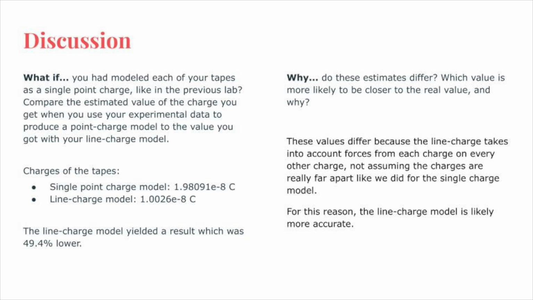These values differ because the line charge takes into account forces from each charge on every single other charge between the two tapes, not assuming the charges are really far apart, which we had to do to use the single charge model. For this reason, the line charge model is likely more accurate as the tapes are not a significant distance apart. In fact, they are extremely close, with the distance between the tapes being lower than the length of each piece of tape. This concludes my Lab 2.